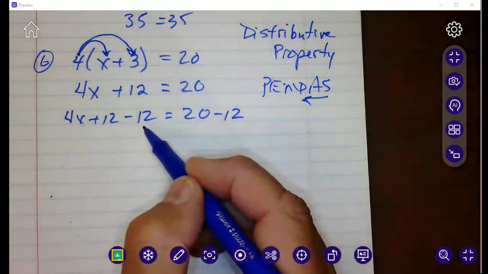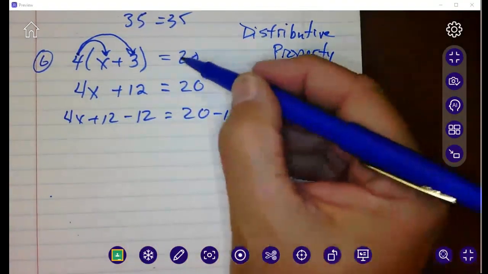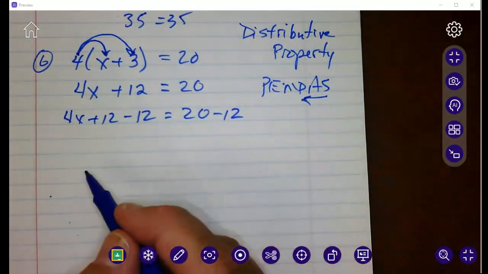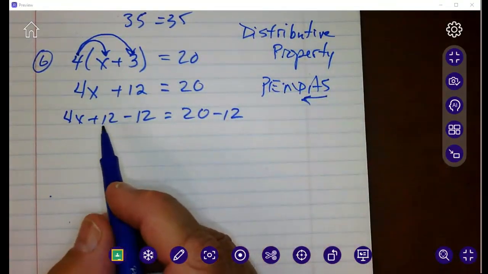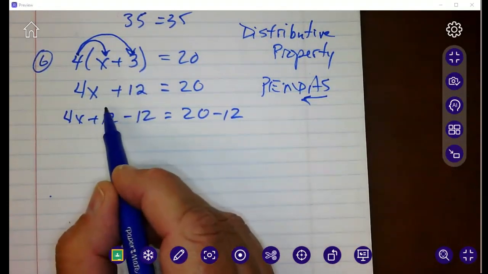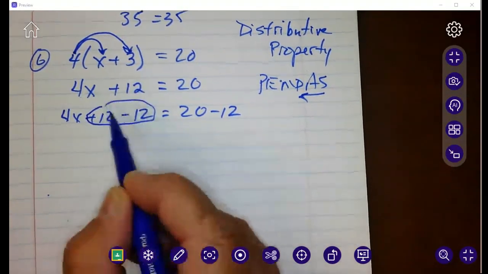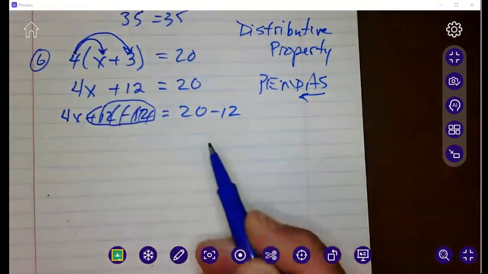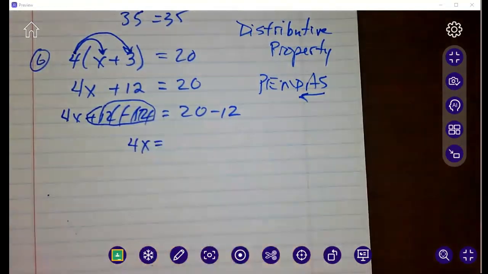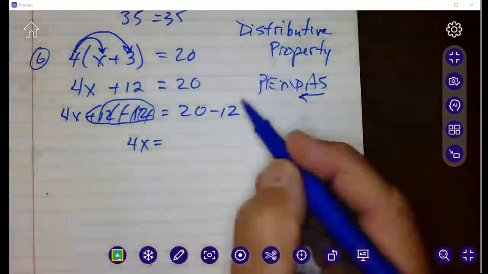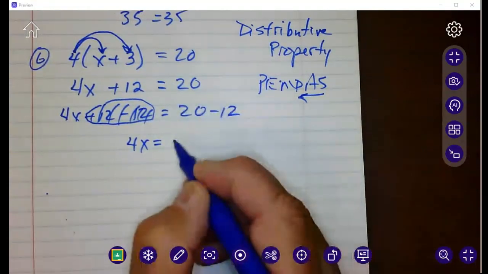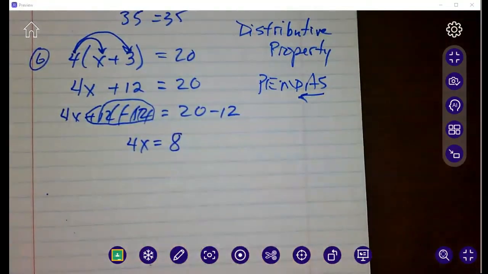Whatever you do on one side, you must do on the other. Again, notice I'm keeping my equal signs lined up as I move down the paper. The reason we subtracted 12 was so that this becomes 0 and adds out. That's the whole purpose. On the other side, when we subtracted 12, this becomes 8.